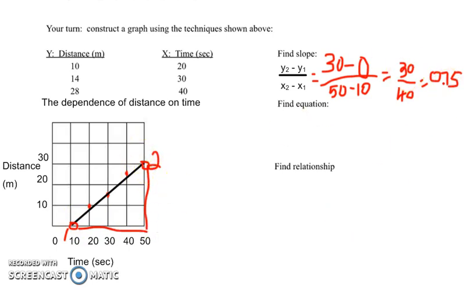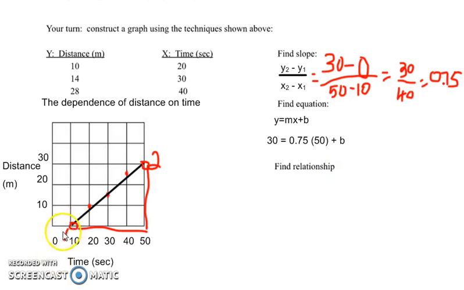As far as the equation goes, do you recall the slope-intercept form of an equation? Well, here it is. Do you recall y equals mx plus b? So what I want to do is plug in values for that. Watch what I do here. I just plugged in one of my points. I used point 2. So y is 30 equals the slope I just found up here, 0.75, and I'm going to use 50 as my x, plus b. I don't know what my b is. I've got to figure it out.